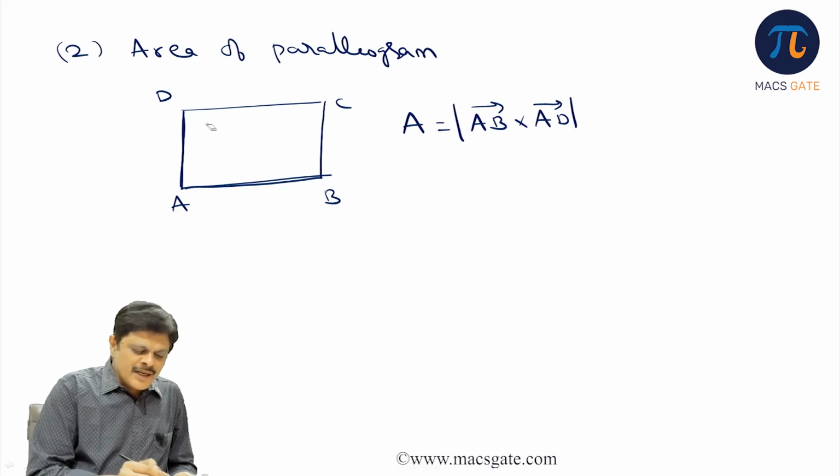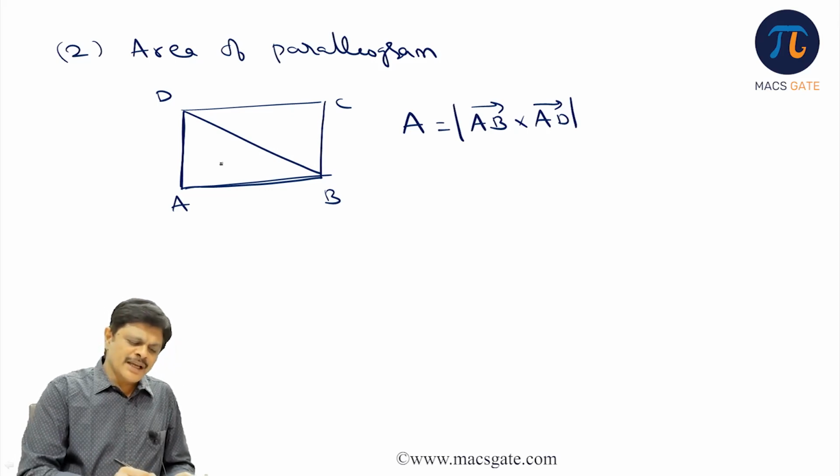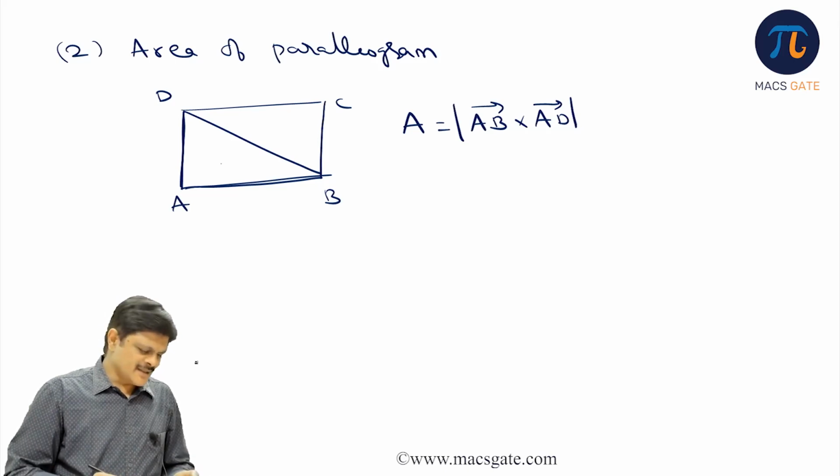If you draw this diagonal line, it will divide the parallelogram into two equal triangles. You already know the area of this triangle is half of AB into AD. Same thing, 2 times of that. So half into 2 is 1. So you get AB into AD. Okay, we can take a simple example for this.